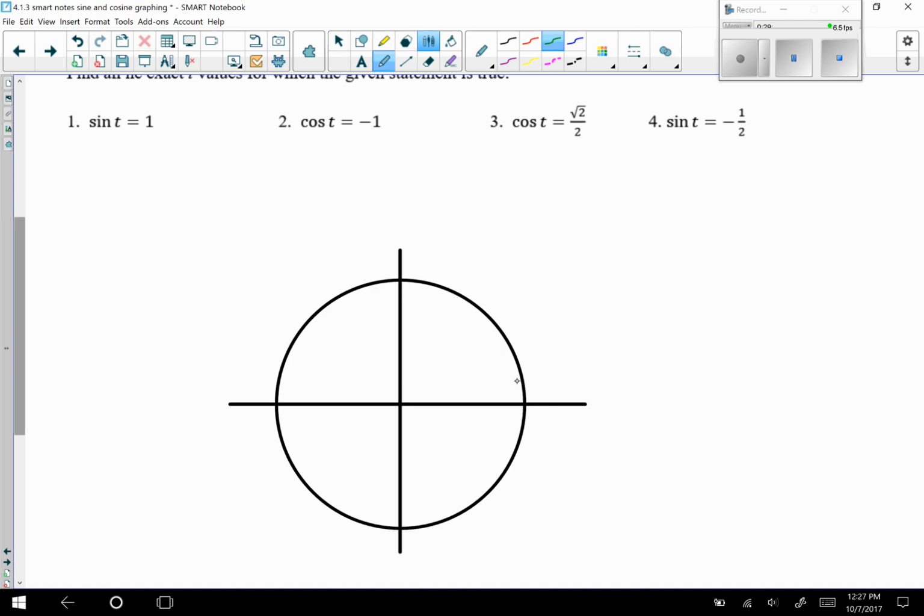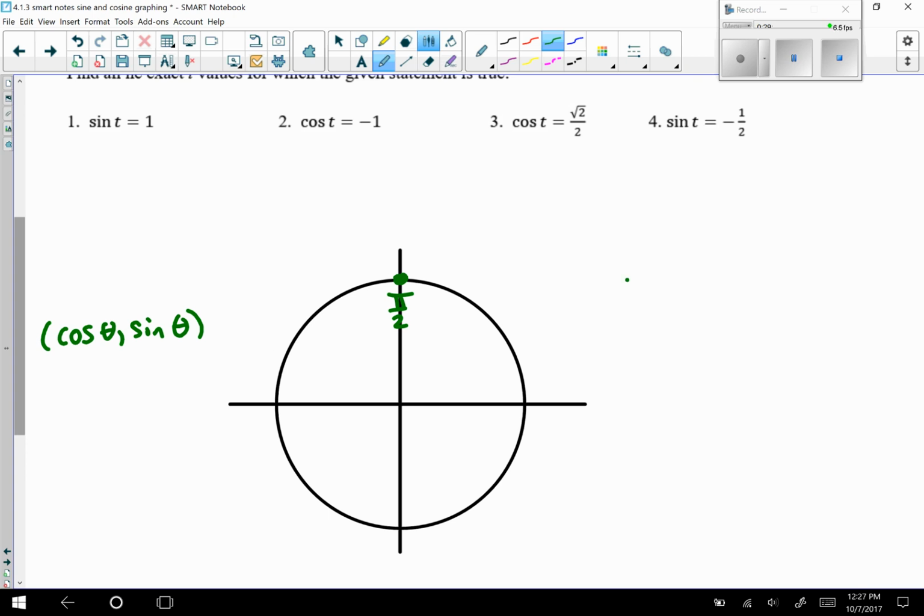If I think about the unit circle, remember that we have the coordinate ordered pairs cosine theta comma sine theta. So it's our y coordinate. So where's our y coordinate 1 on our unit circle? Right here at pi over 2. And notice that it only hits at one place on my unit circle within one time around our circle.